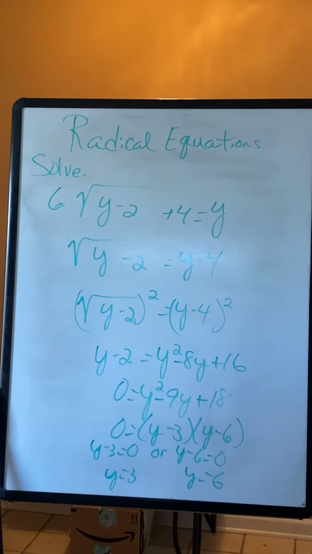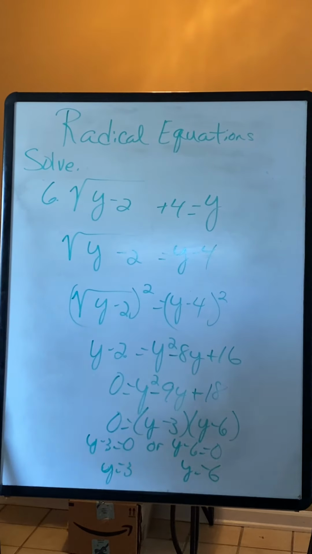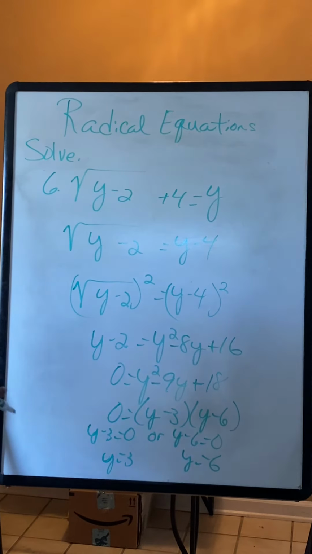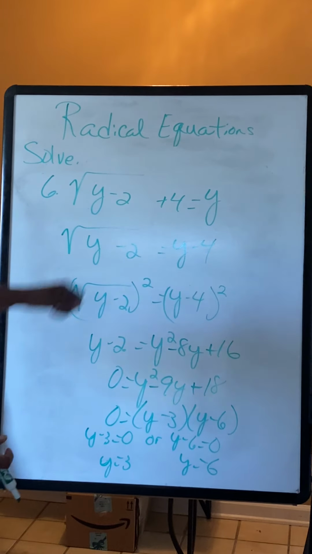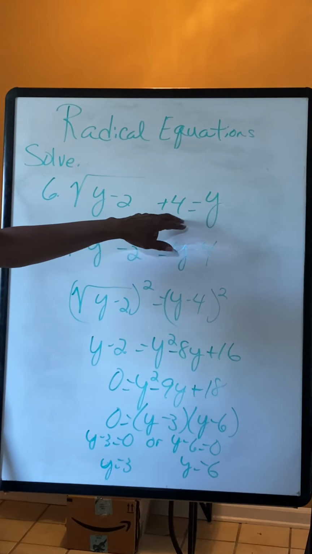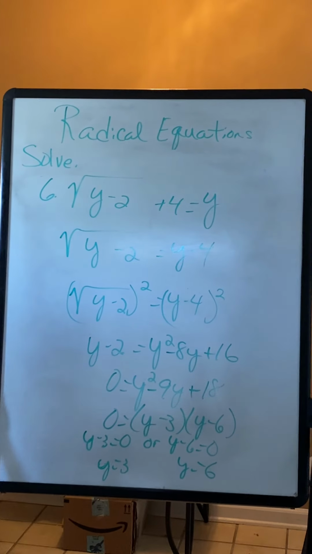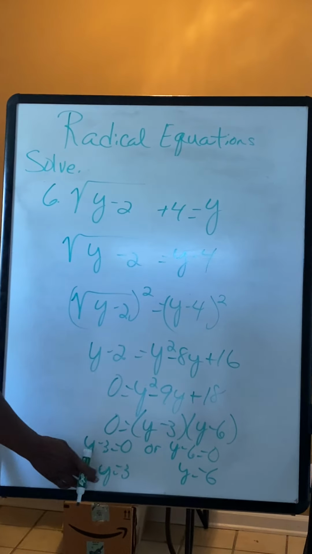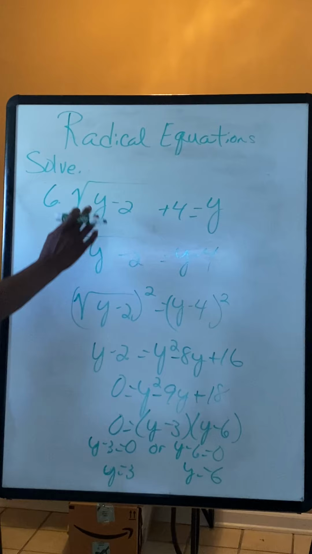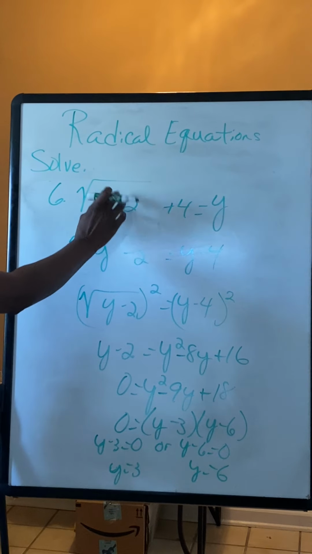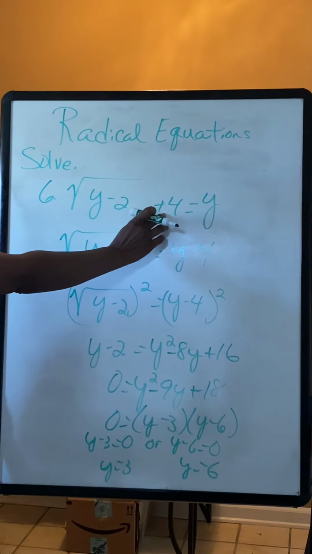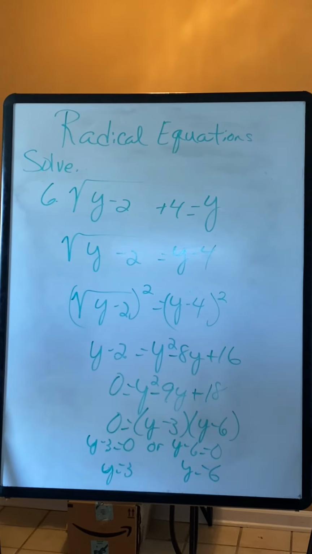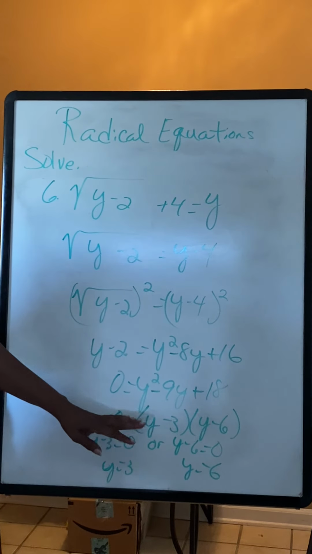We're going to check to see which one of these numbers will satisfy, or if both numbers. If I use the 3, 3 minus 2 gives me 1, the square root of 1 gives me 1, and 1 plus 4 gives me 5, and then if I put the 3 there, I'll have 5 equals 3. That is not a true statement, so that means that y equals 3 is not a solution. It's an extraneous solution. I cannot use it. As I look at the 6, 6 minus 2 gives me 4. The square root of 4 is 2. 2 plus 4 is 6. Replace y with 6, I get 6 equals 6. So that is a true statement. So the solution for this particular equation is y equals 6.